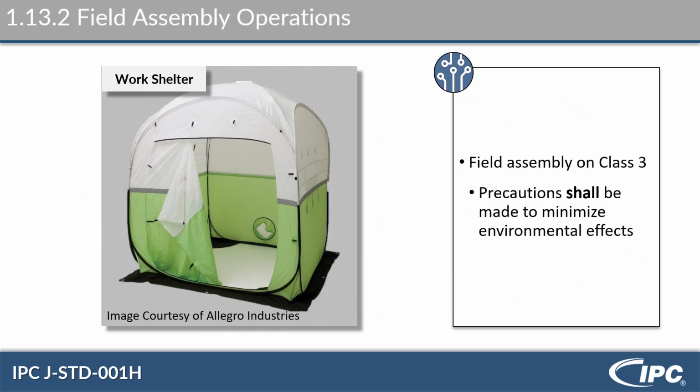This little thing right here looks like a little pop-up tent. That's exactly what it is. This is for field assembly on class 3. If you're working in the field on something and you don't want to get contaminated, say if you're in the middle of the desert, middle of the jungle, whatever, this will help protect what you're soldering, what you're working on with solder.